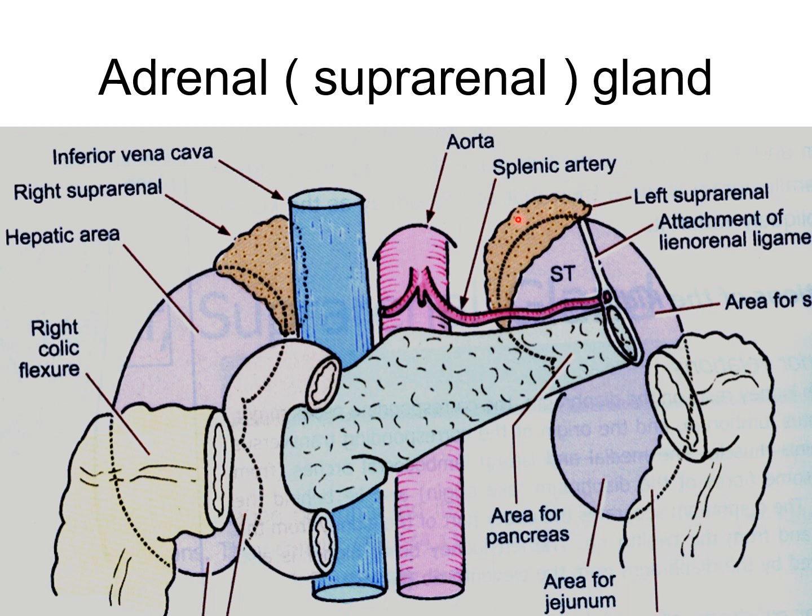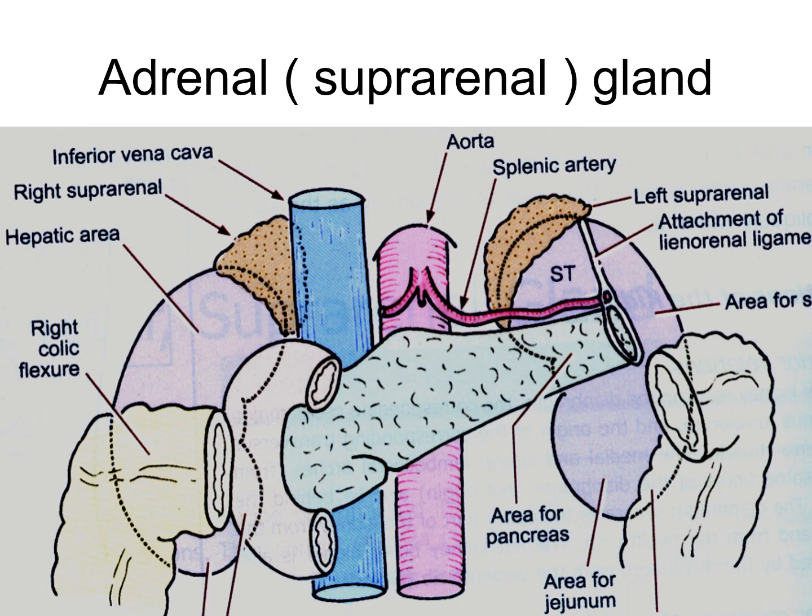Sometimes an accessory suprarenal gland is also present. These are small masses of cortical tissue, often found in the areolar tissue around the main gland, and sometimes in the spermatic cord, the epididymis and the broad ligament of the uterus. These are the accessory suprarenal glands.